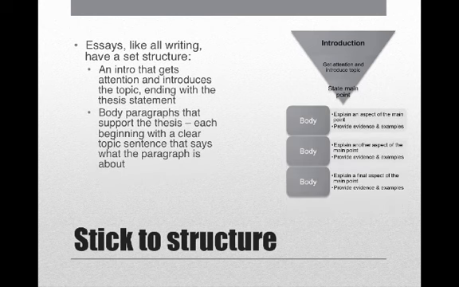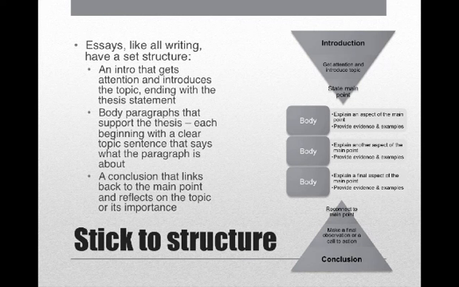You follow the intro with body paragraphs that support your thesis step by step, each one beginning with a clear topic sentence that says what the paragraph's about. So you've made a main point that the drinking age should be raised. That first body paragraph would probably start with a topic sentence like, one reason the drinking age should be raised is ... State your case, explain it, provide an example, and then move on to the next reason. After that, you end with a conclusion that links back to the main point and reflects on the topic or its importance in general. That's how most conclusions work.